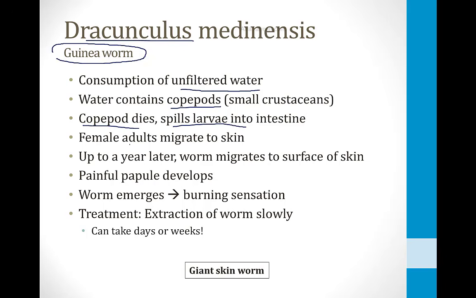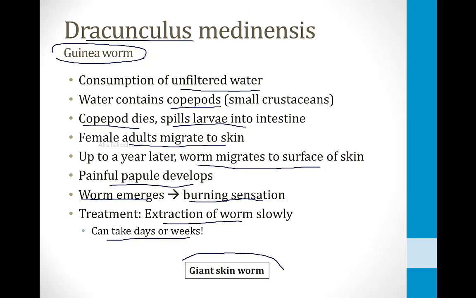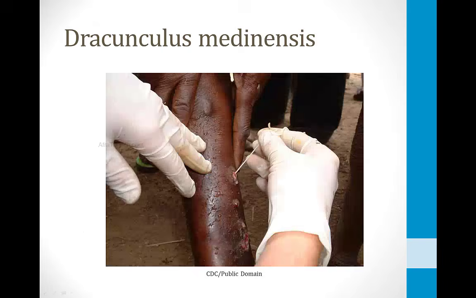The female adults then migrate to the skin. Up to a year later, the worm will migrate to the skin surface and a painful papule will develop. And then the worm will emerge and it causes a burning sensation. And the only way to treat this is to slowly extract the worm. It can take several days or weeks of pulling it out a little bit at a time. So it's very easy to remember this. Just remember it's the giant skin worm, and let me show you a picture of it.